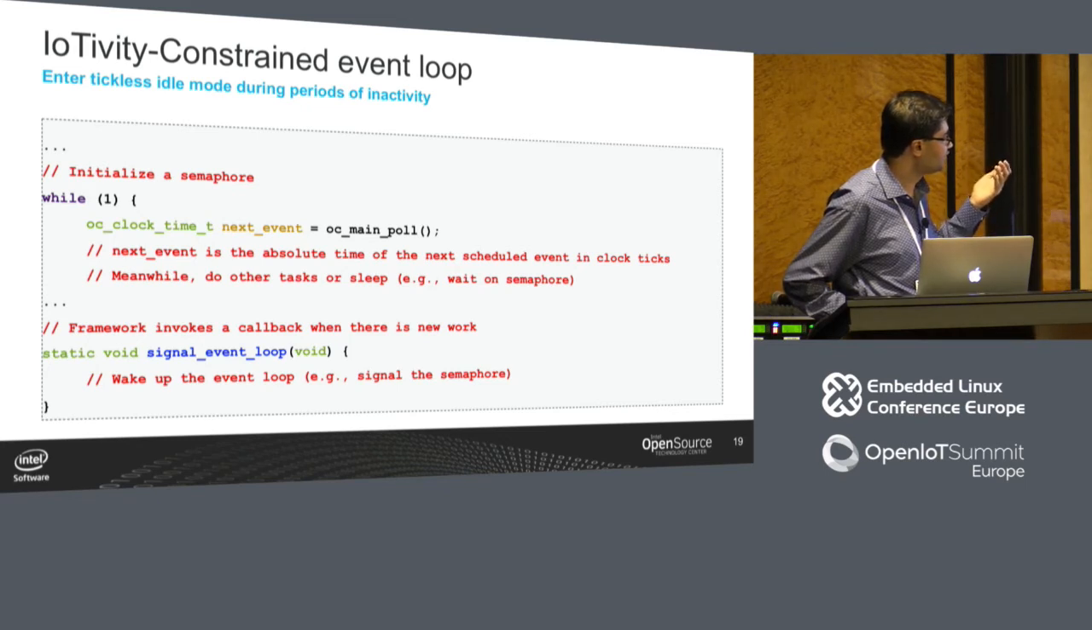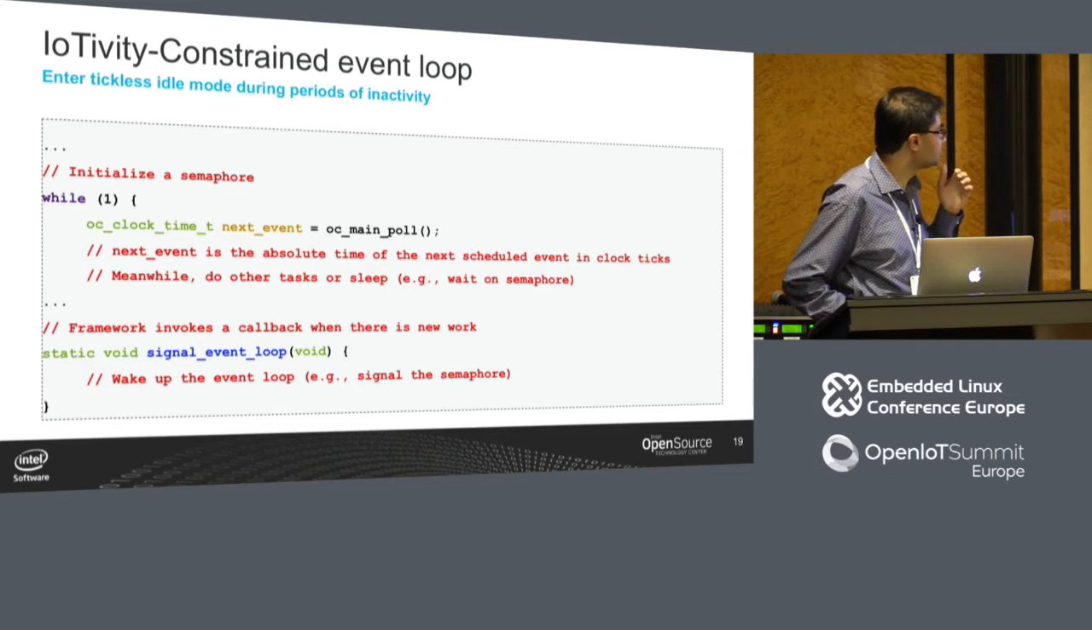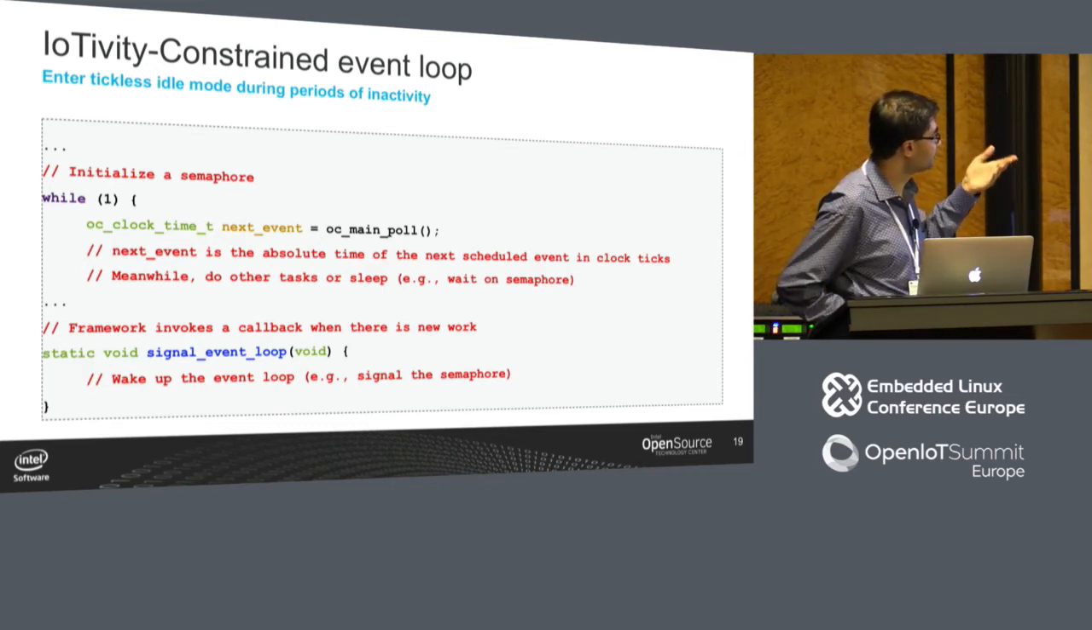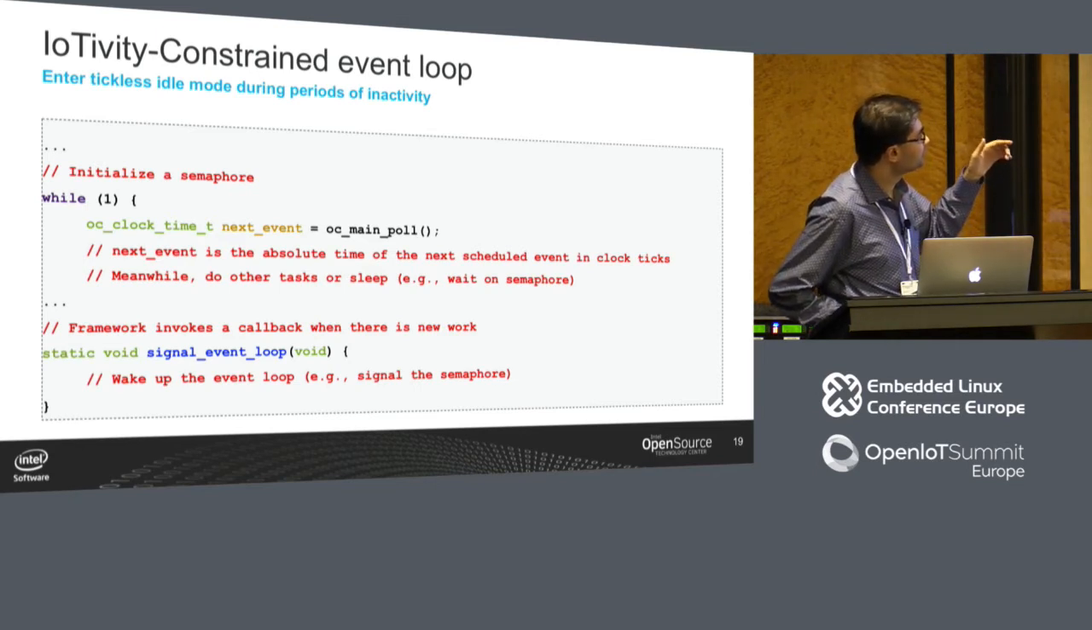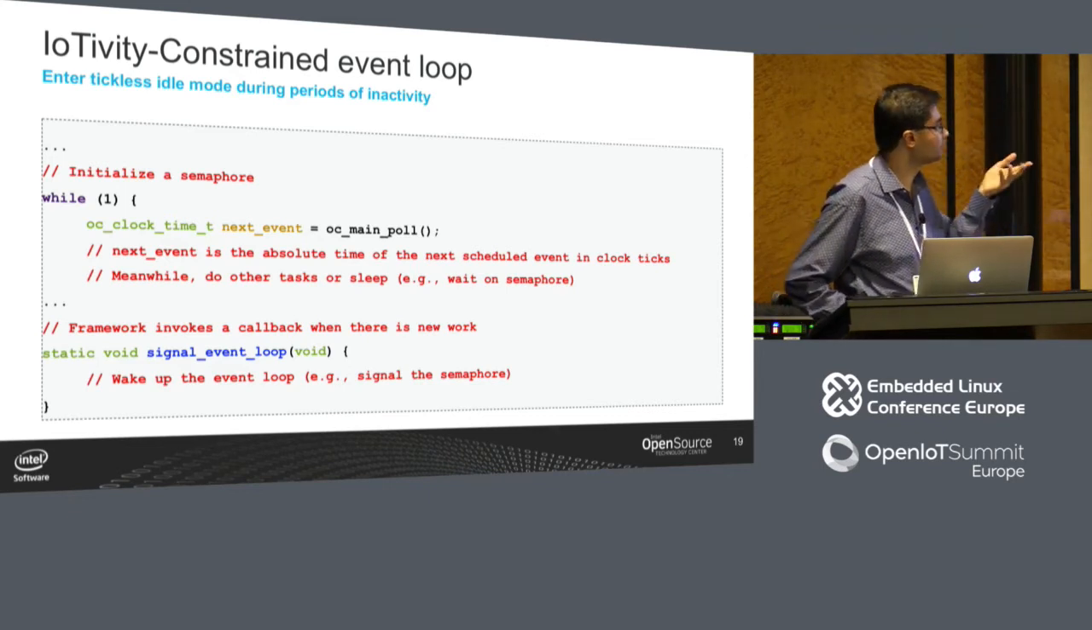An application can, in addition, register a callback which can be invoked to signal the event loop when there is new work. The code on the slide describes a pattern that applications can use, where the code block on the top runs in the application's main task. It creates a semaphore to use for signaling, initializes it, and then starts off the main loop, the event loop. The OC main poll function returns the absolute timestamp of the next scheduled event if there is one, or it returns zero if there is none.